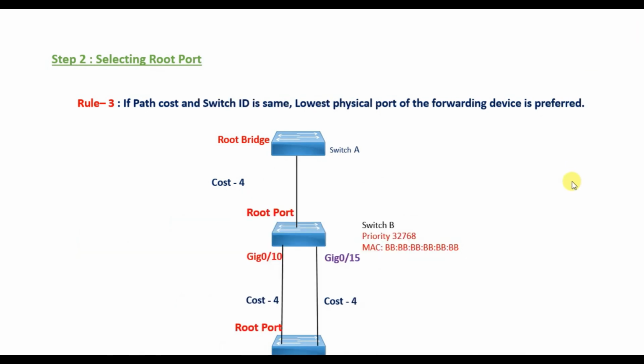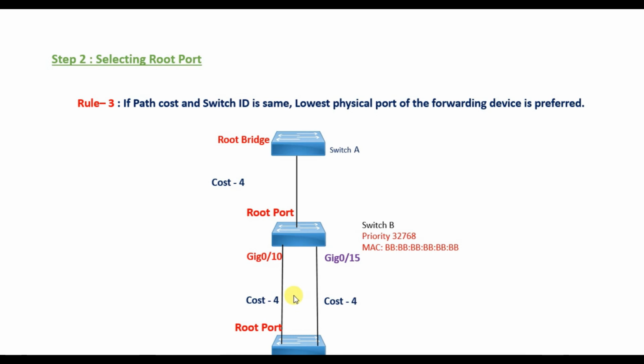Let's go for rule 3. Rule 3 is applicable for this setup where my path cost is the same and my bridge ID is the same. In this setup, I have two links to the same device, and the cost is the same. For example, if I had one Gigabit Ethernet and one Fast Ethernet link to the same device, I could apply rule 1 and elect the root port. However, I have Gigabit Ethernet on both sides, or Fast Ethernet on both sides, so the cost is the same and rule 1 will not be applicable.